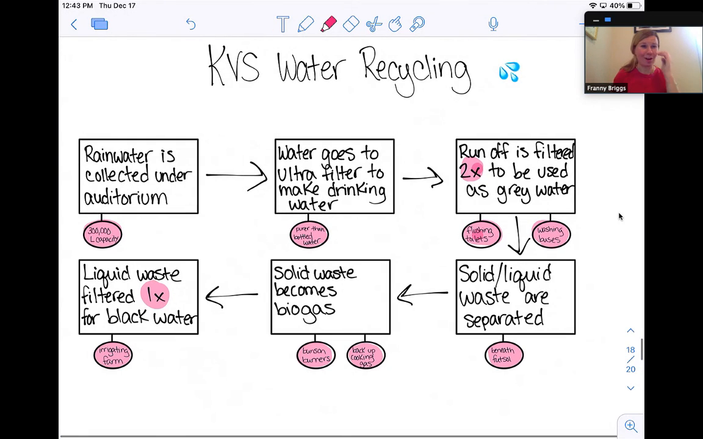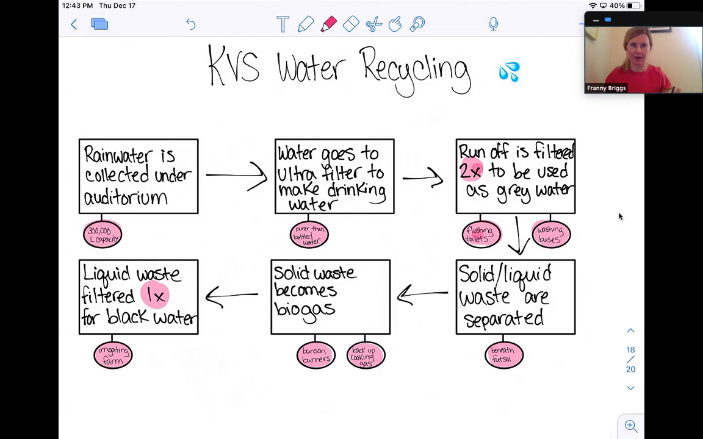So if you wanted to help your students understand what goes on in our water system, this is a great graphic organizer to use because it very clearly shows the steps. And you could have the students create it. What would be amazing is if you could even walk them through the campus so that they're getting a visual of where these steps are taking place.